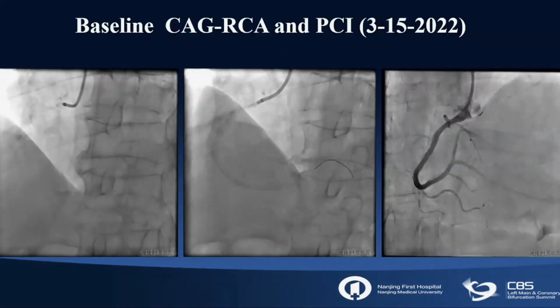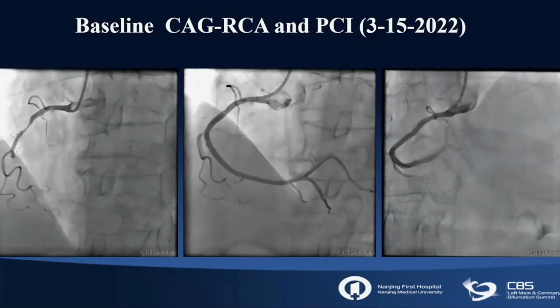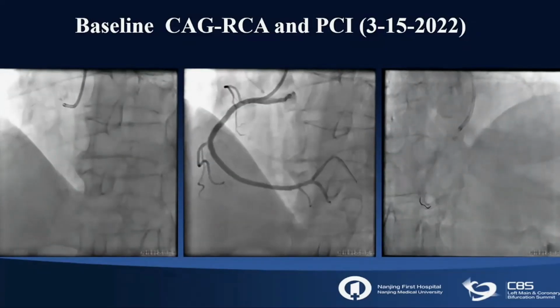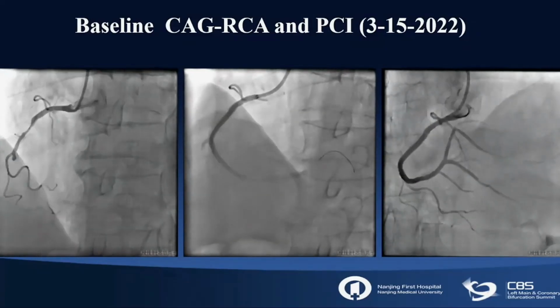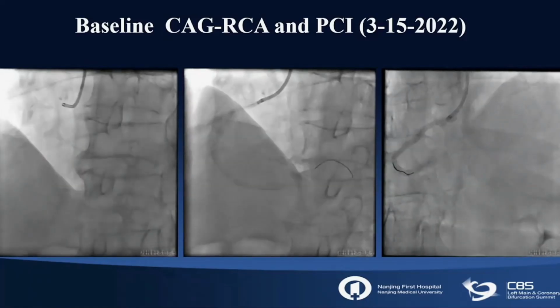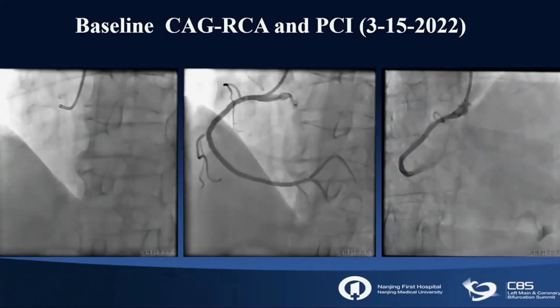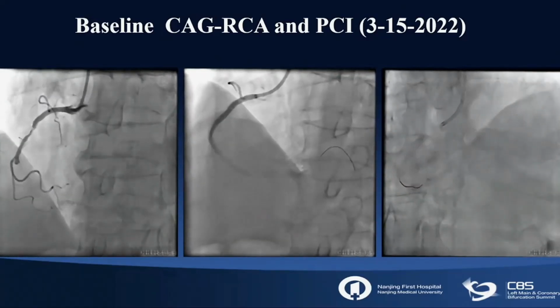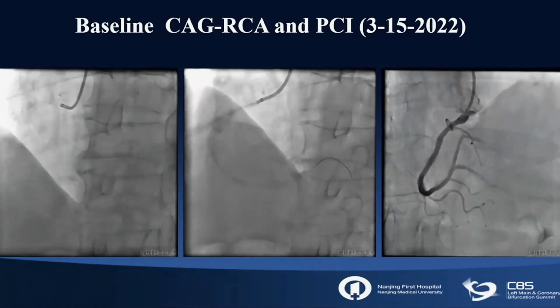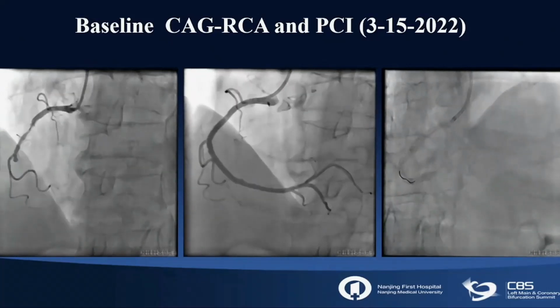Last time, the patient got acute inferior myocardial infarction. CAG results showed the middle segment of RCA total occlusion. We used 3 stents to solve this serious problem. After PCI, the patient had no symptoms and left the hospital. Next.